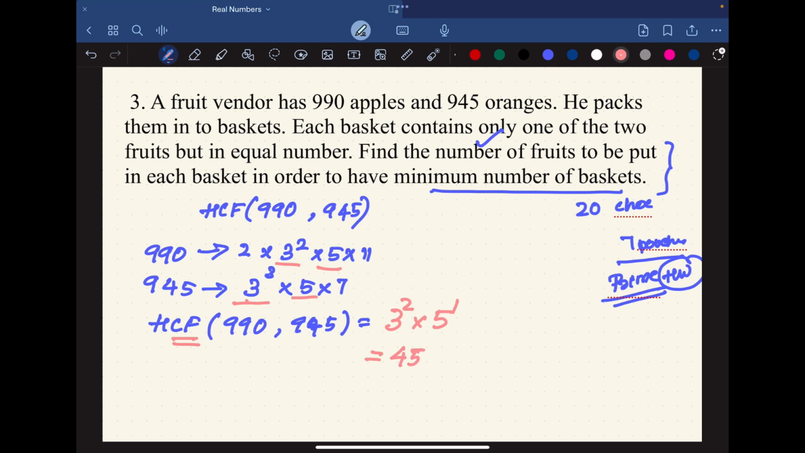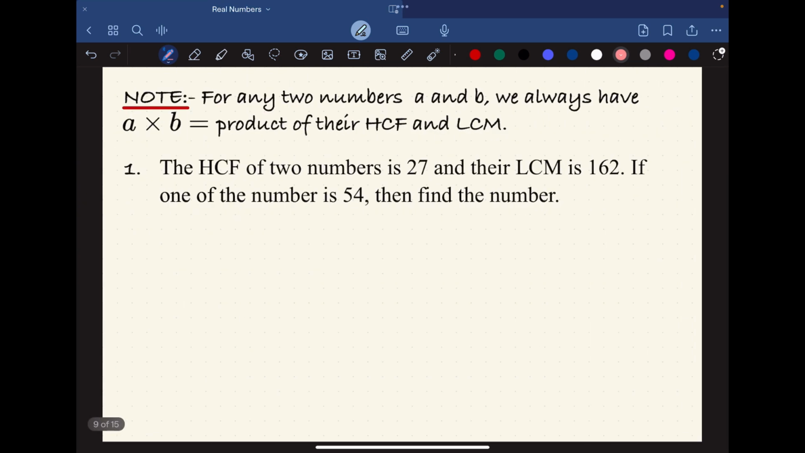So the fruit vendor will put 45 fruits in each basket, so that he has to take only the least number of baskets. Is that clear, all of you? This is how you have to think when you get a question. Okay, so now let's go ahead with the next topic.